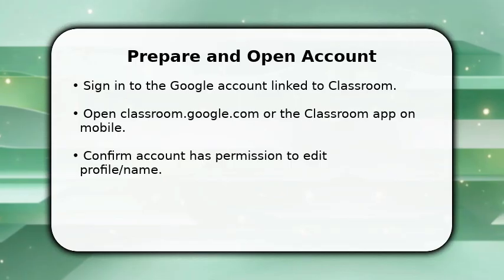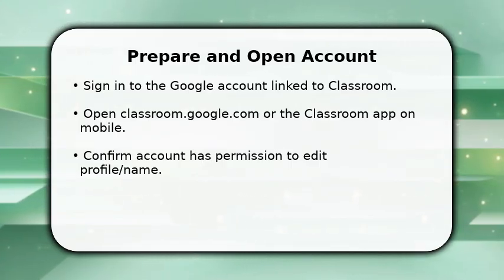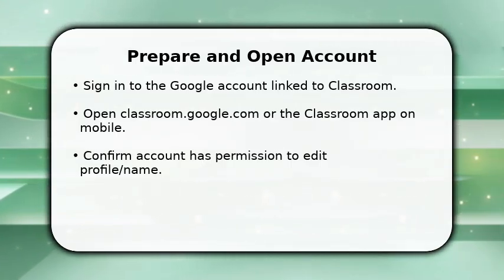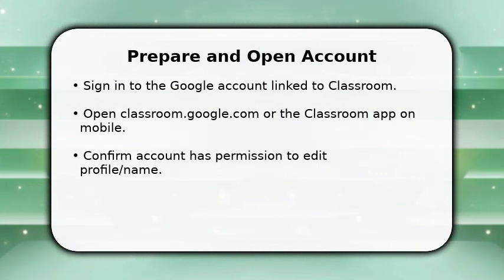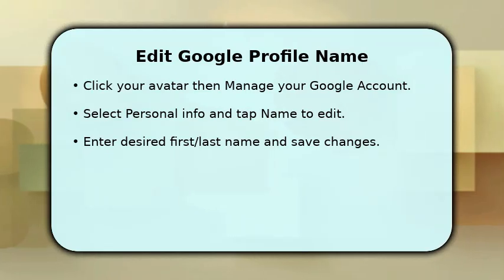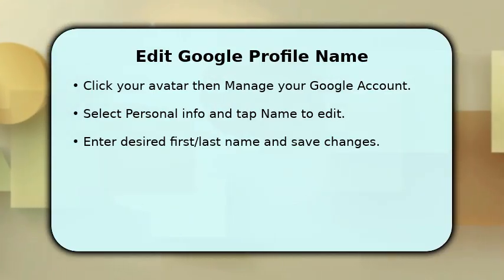Now navigate to your profile avatar in the top right and click it to open account settings. This is the first actionable step toward changing your name. Once in account settings, choose Personal Info because Classroom pulls the display name from there. Click Name, then type your new first and last name. Use the space thoughtfully for display and sorting.